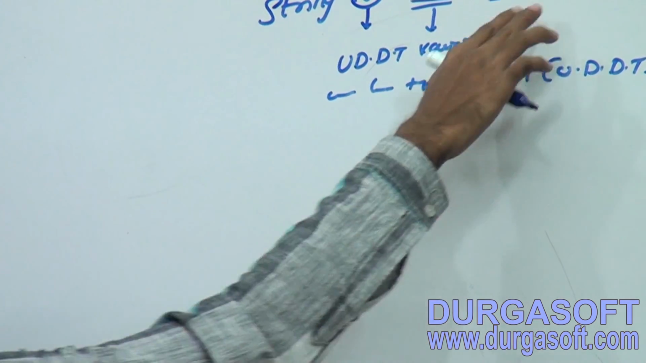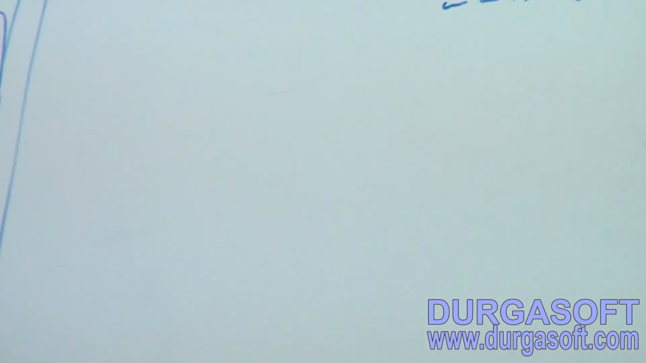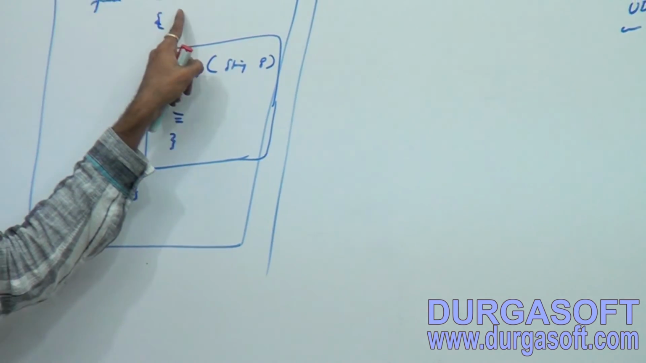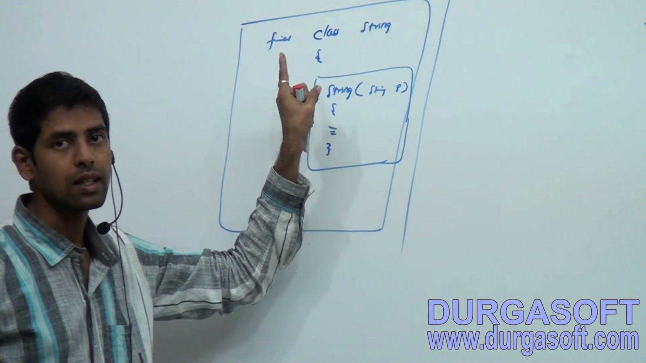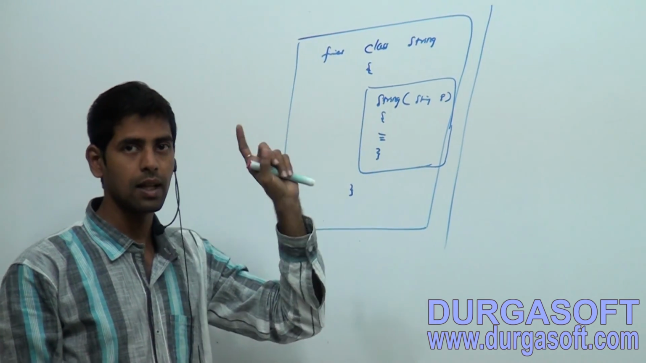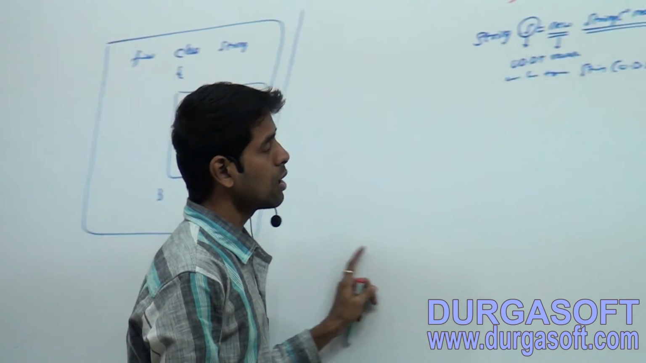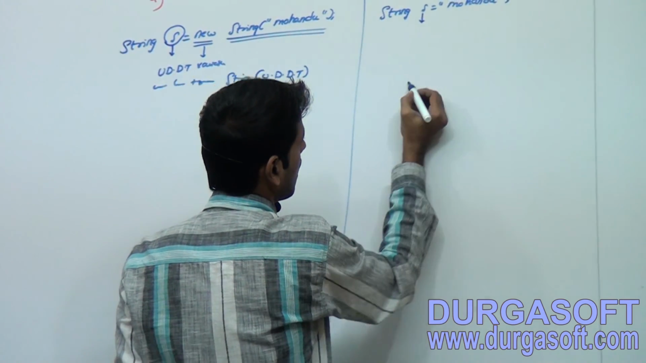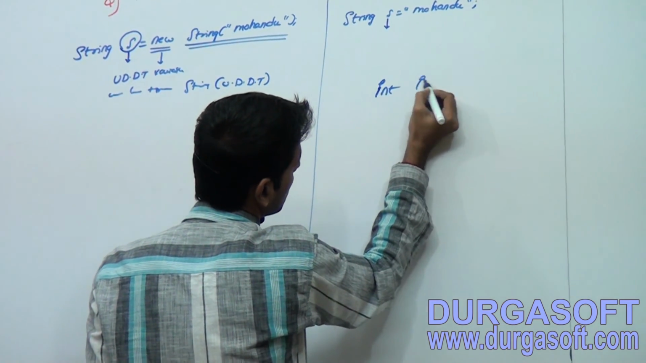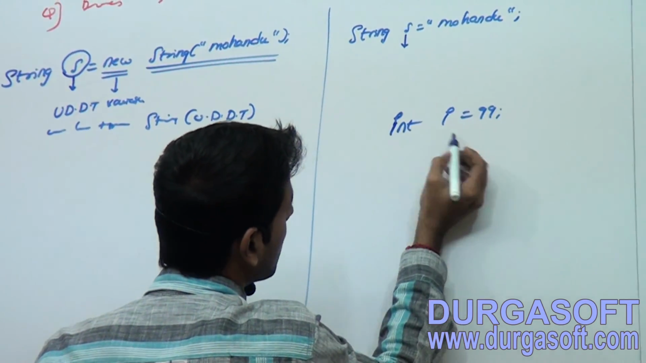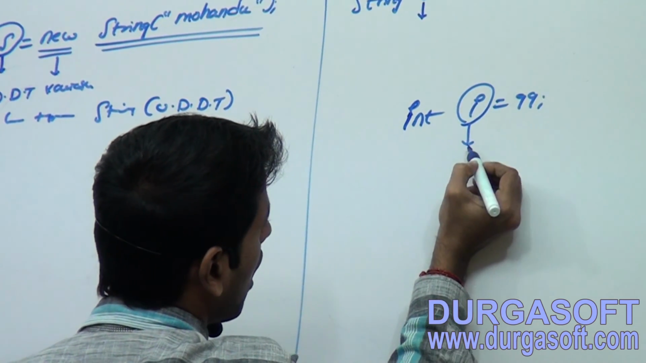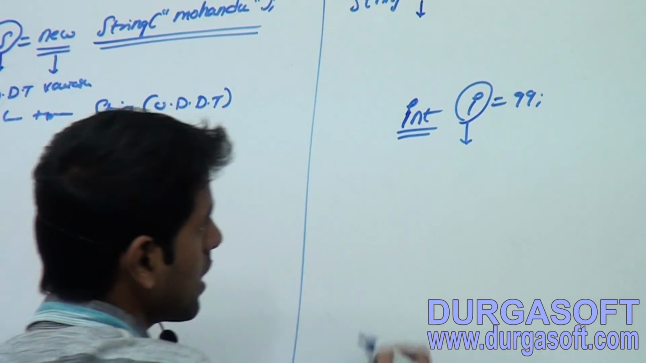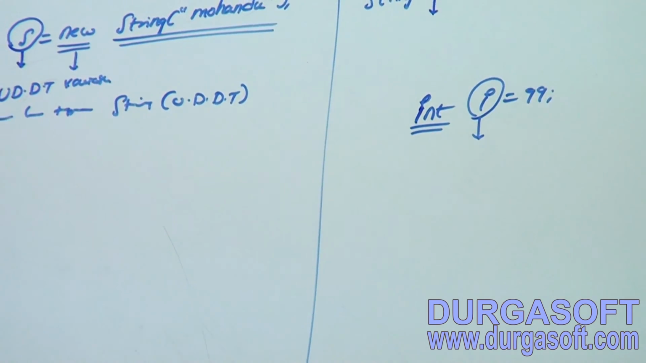You are using the constructor of the String class, and the class is available in front of the string keyword, so it's a user defined data type. Now observe this statement, what is this, guys? int i = 99.